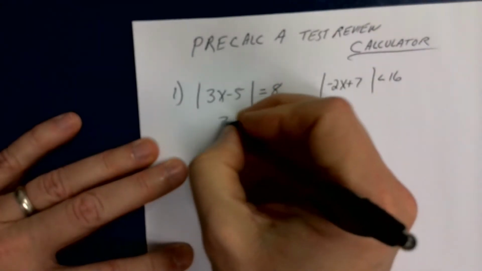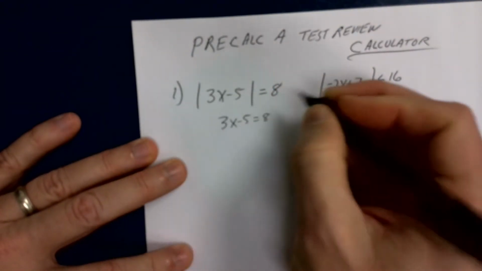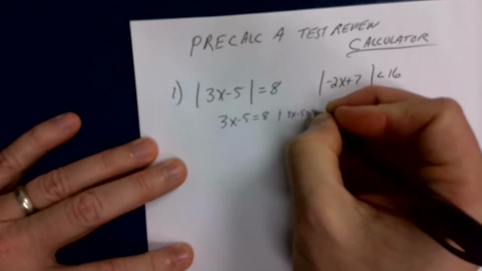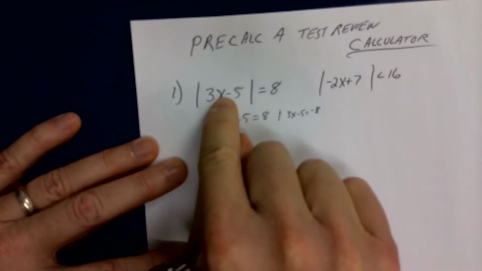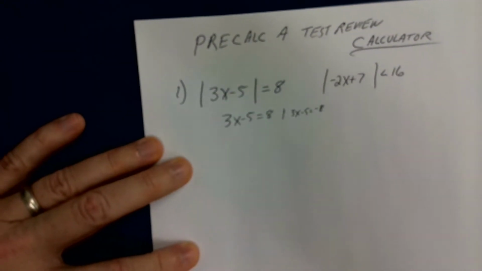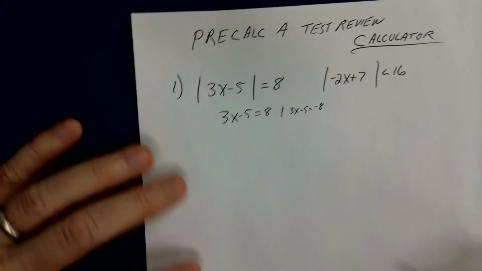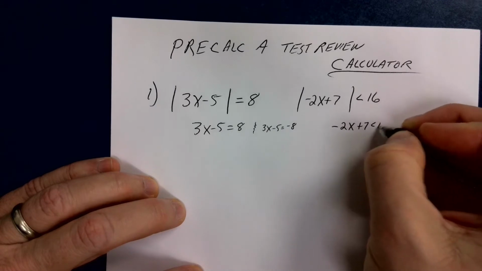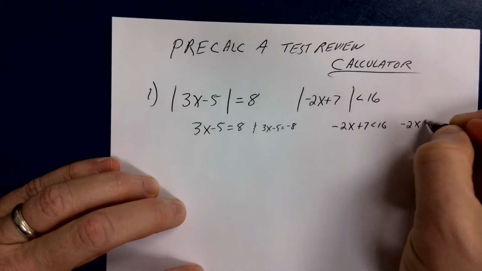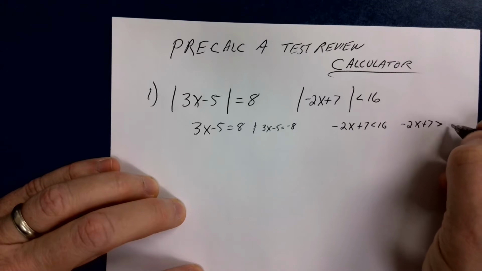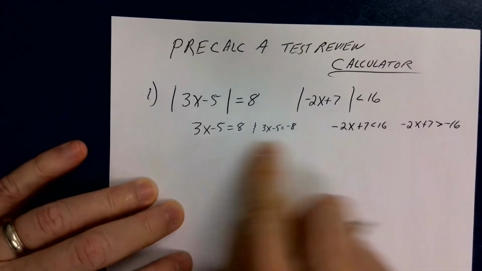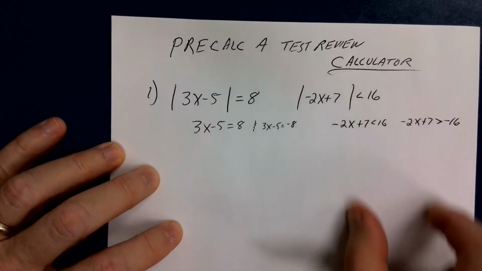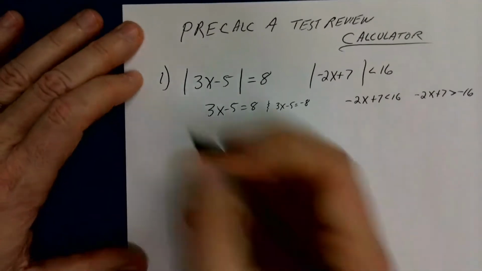And just a quick little reminder again, you have to treat these as 3x minus 5 equals 8 and 3x minus 5 equals negative 8, and solve both of those because it could be 8 or negative 8 underneath here. Over here, I have to write negative 2x plus 7 is less than 16, and negative 2x plus 7 is greater than negative 16. So again, this one's going to have two actual answers. This one's going to have a range of answers. And remember, know how to be able to do all those inequalities here.